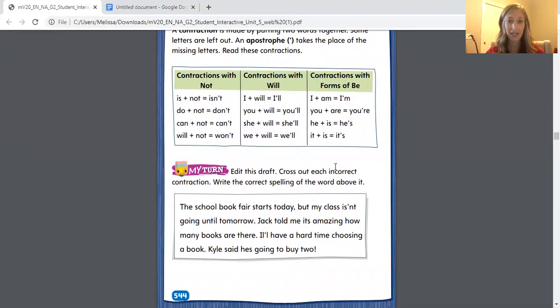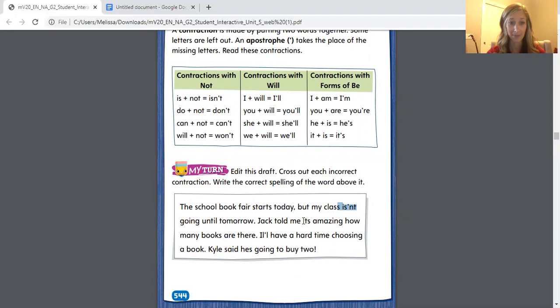When you read this text below, you're going to notice that there are some errors with contractions, where the contraction is written with an apostrophe and it's not written correctly, or the contraction doesn't include an apostrophe and you need to write it the correct way. Let's read. It says the school book fair starts today, but my class isn't going until tomorrow. I notice there's an error with isn't. Fix that on your own.